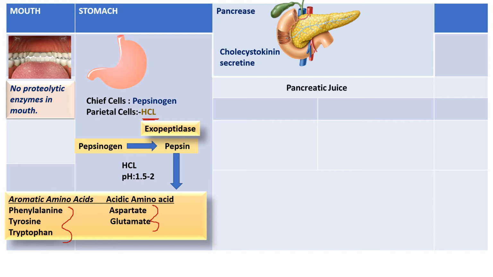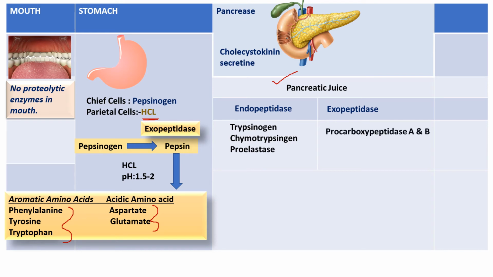That polypeptide will go into the second part of the duodenum, where there are cholecystokinin, pancreozymin and secretin. They act on the gallbladder and pancreas to secrete the pancreatic juice. In pancreatic juice we have two types of enzyme, endopeptidase and exopeptidase. The endopeptidases are in inactive form, that is trypsinogen, chymotrypsinogen and proelastase. And here we have the exopeptidases, that is procarboxypeptidase A and B.